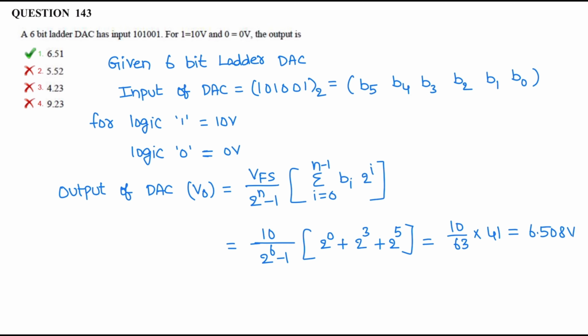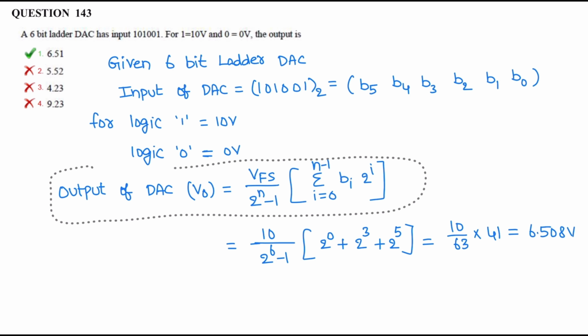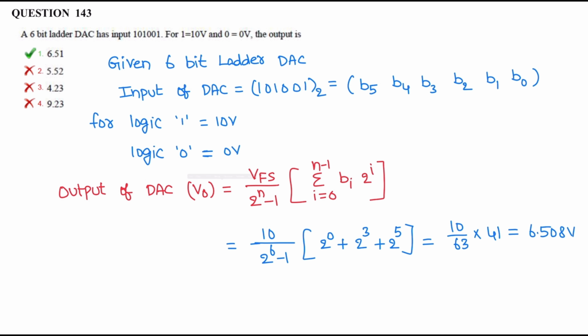The output of the digital to analog converter V0 is Vfs by 2 power n minus 1, sigma i equal to 0 to n minus 1, Bi 2 power i. This is the formula used to calculate the output voltage of a digital to analog converter. Here full scale voltage is 10 volts and the number of bits is 6, so 2 power 6 minus 1, 2 power 0 plus 2 cube plus 2 power 5. Its value is 6.5 volts. Correct answer is option 1.